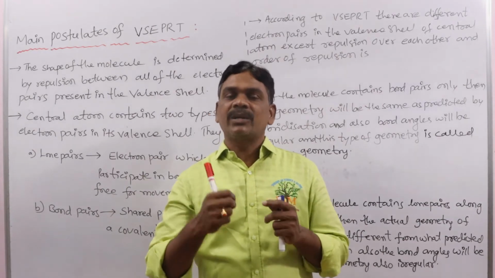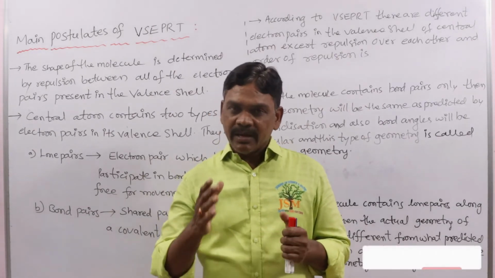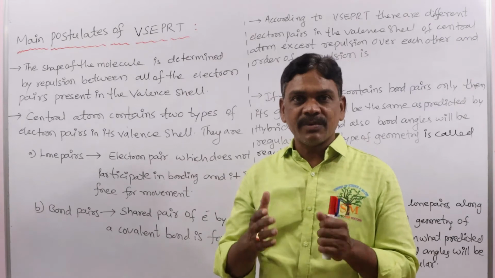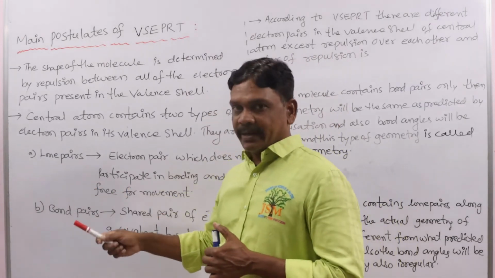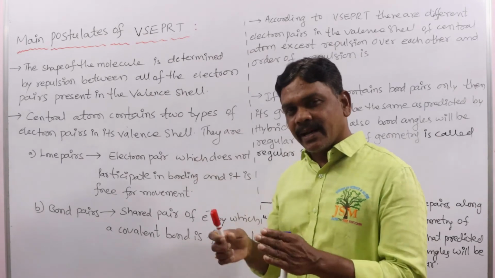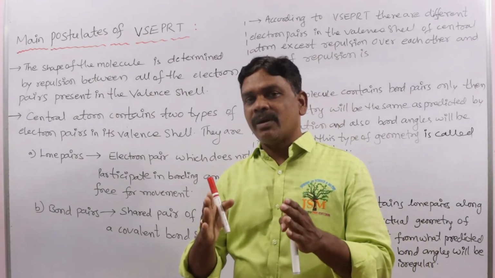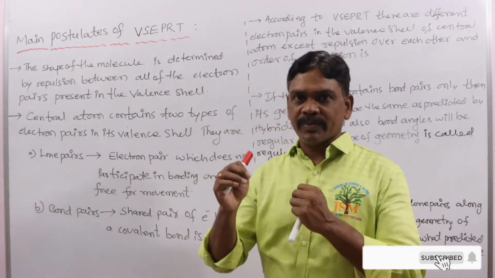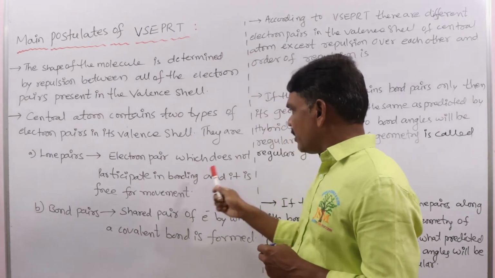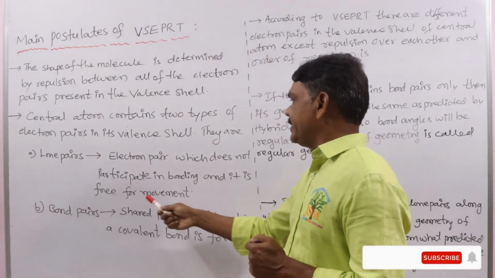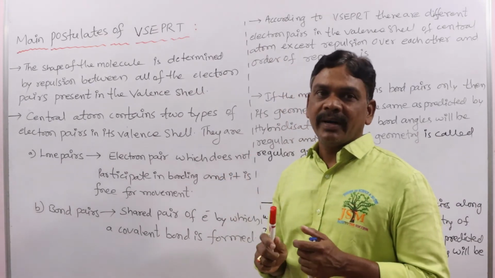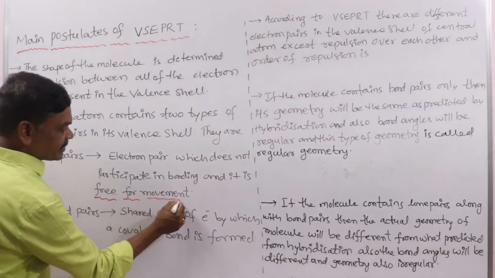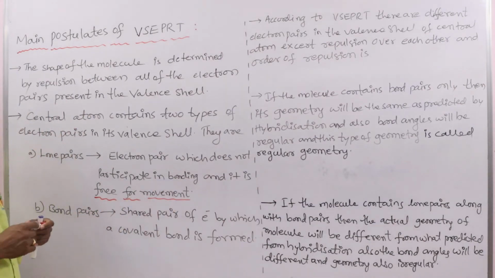Second point, in the central atom valence shell there are two types of pairs present. The first one is lone pair, and the second one is bond pair. So what is a lone pair? The electron pair which is not involved in bond formation and is free to move. They can easily move. So the electron pair which does not participate in bonding is free for movement.